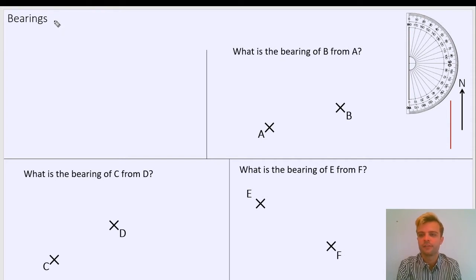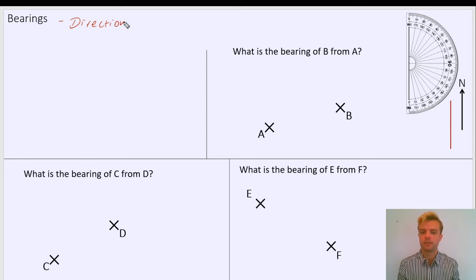All right, so here we're having a look at bearings. Now, bearings are basically just directions. And the reason why we use bearings sometimes to give a direction is because if you tell somebody to go left or right, that depends on what direction they're already facing. Whereas if you were to tell them to go, for example, north, north's always the same, right?